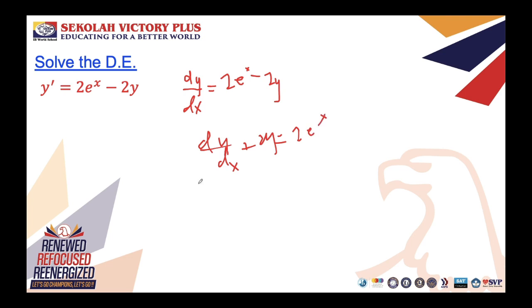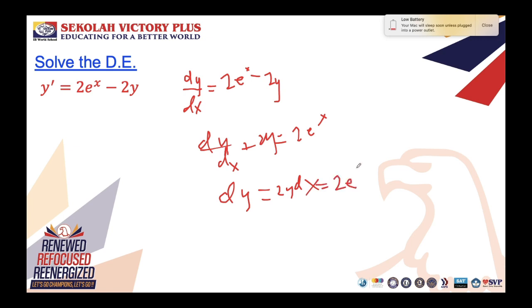Majority of the students would say that this will just be the same as with respect to y, when in fact it isn't. Now, if you try to simplify this further, multiplying everything by dx, this now becomes dy plus 2y dx equal to 2e to the power of x.